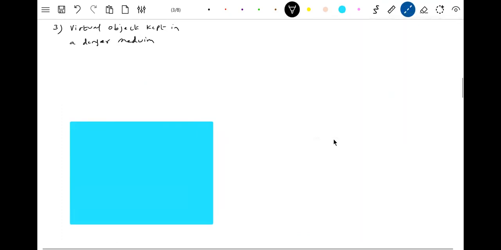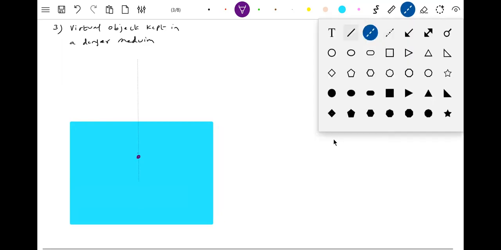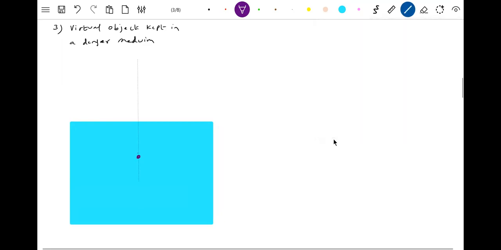Straight away, we'll try to conclude things because already we know a lot of the concepts. So, what do you mean by virtual object? Where the rays appear to converge. If the incident rays appear to converge, then it should be a virtual object.